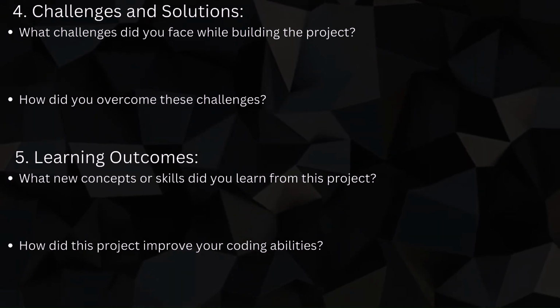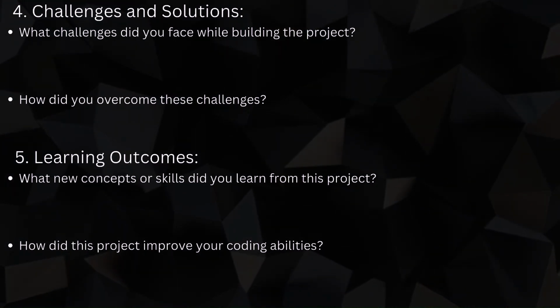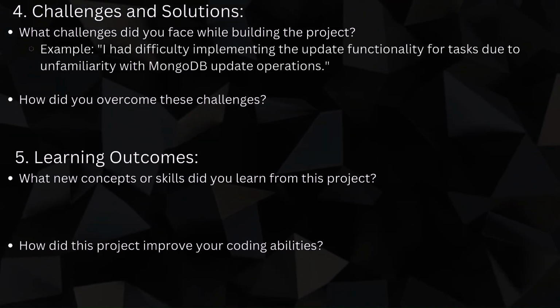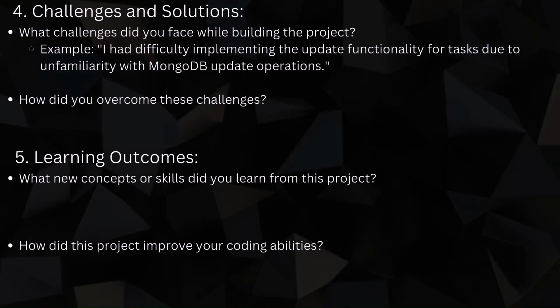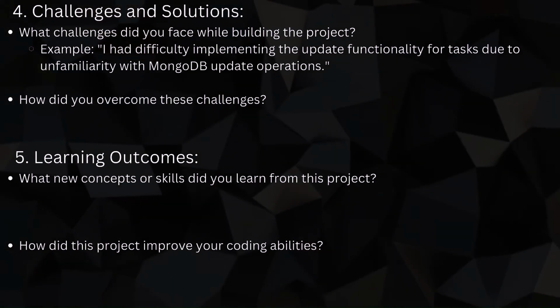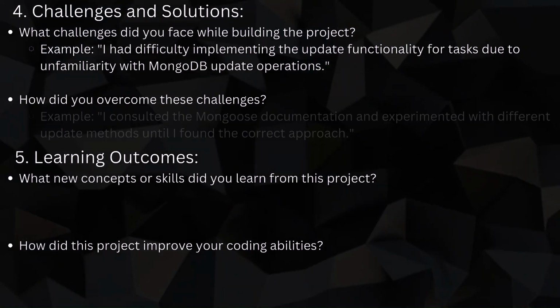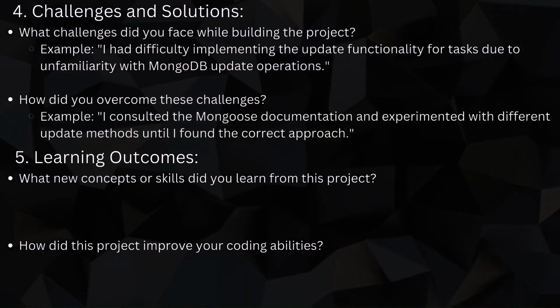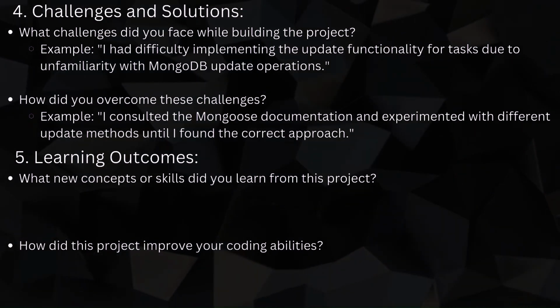Four, challenges and solutions. What challenges did you face while building the project? Example: I had difficulty implementing the update functionality for tasks due to unfamiliarity with MongoDB update operations. How did you overcome these challenges? Example: I consulted the Mongoose documentation and experimented with different update methods until I found the correct approach.